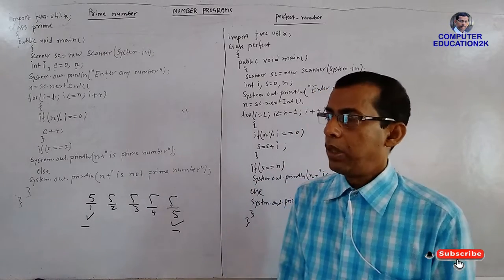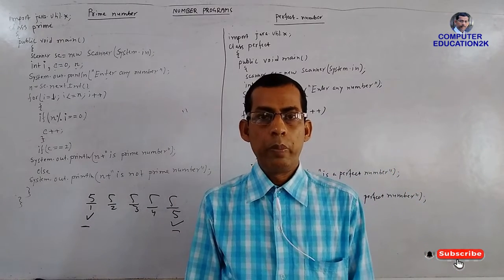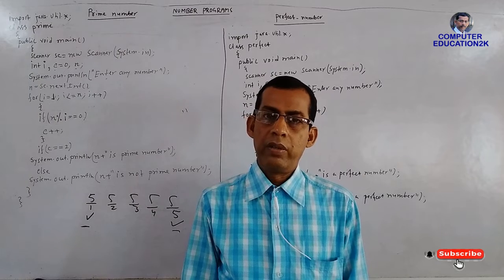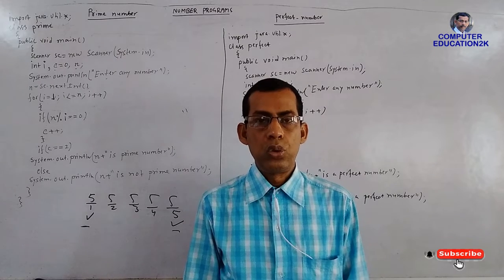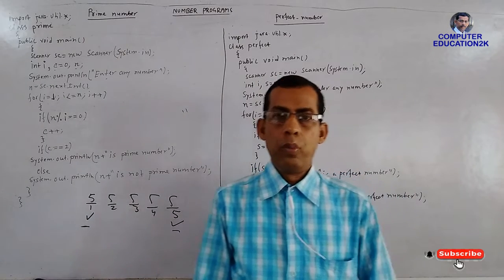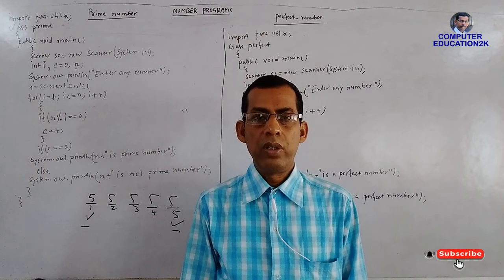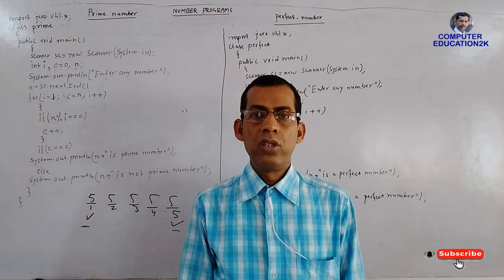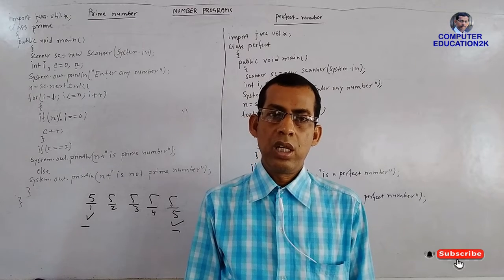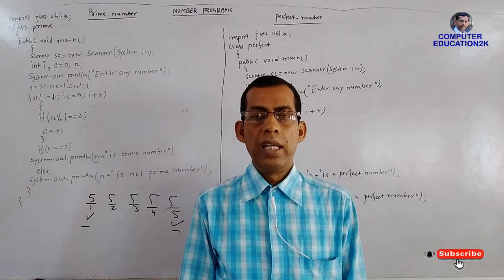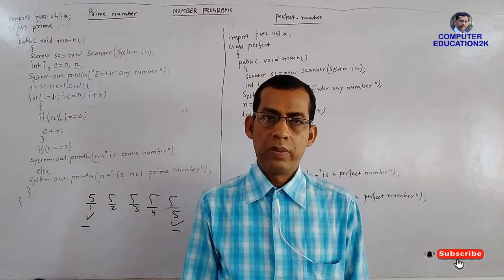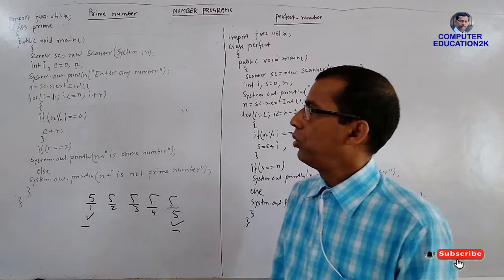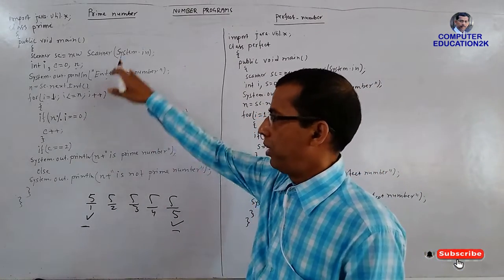But we know that 5 is a prime number, while the computer does not know that. So we have to write the program in such a way, giving instructions to the computer, that the computer will execute those instructions and tell whether any number is prime or not. And those instructions I have written here.